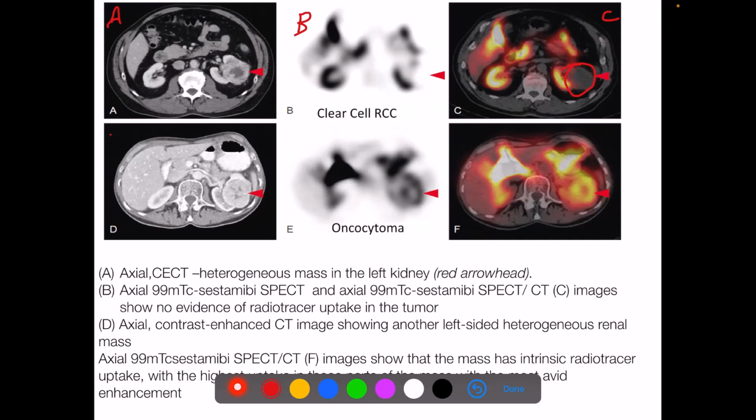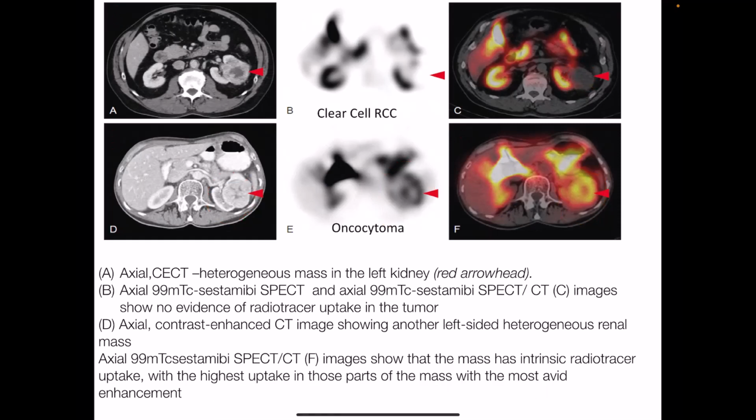Coming to the next image, D shows an axial contrast enhanced CT image showing another left-sided renal mass, and the same image in technetium 99 SPECT CT, and the final image F is the superimposed CT with SPECT CT images, which shows intrinsic radiotracer uptake, with highest uptake in those parts of the mass with the most avid enhancement.